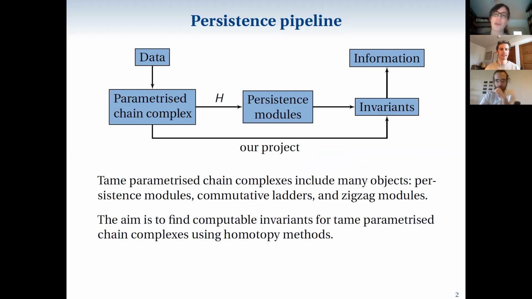Our project was mainly about skipping the step in the middle. One of the reasons why is that parametrized chain complexes provide a nice universe where to study different objects that usually are handled separately, like, for example, commutative ladders or zigzag modules. So the aim of our work in this talk is to convince you that we can find computable invariants for tame parametrized chain complexes.